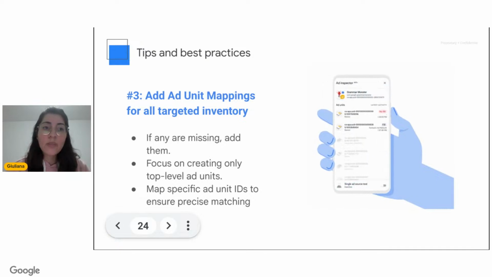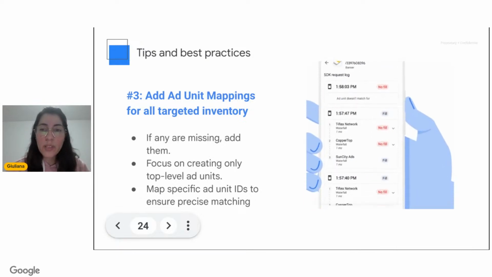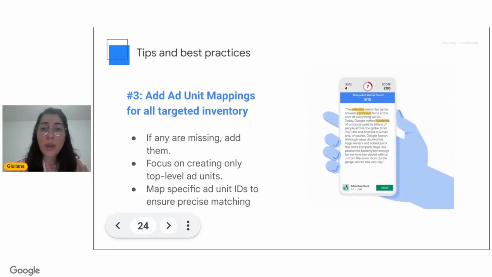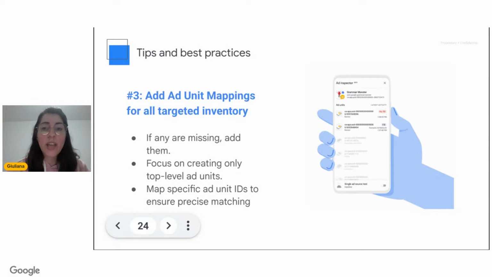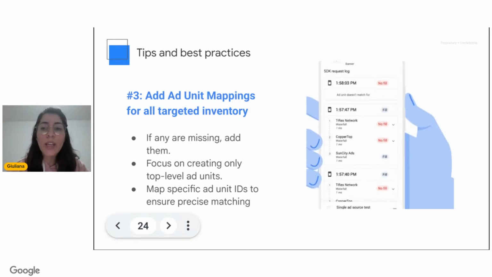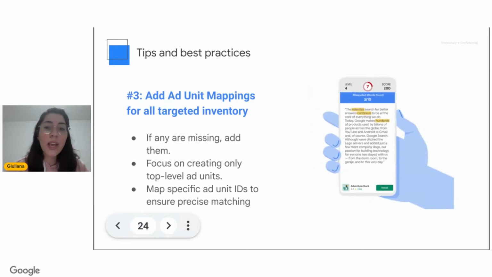For optimal results, ensure all units, formats, and inventory are mapped, as buyers won't participate without these mappings. You can verify these using Ad Inspector as well. Upon opening Ad Inspector, it will display all the units mappings configured for your app. If any are missing, add them.